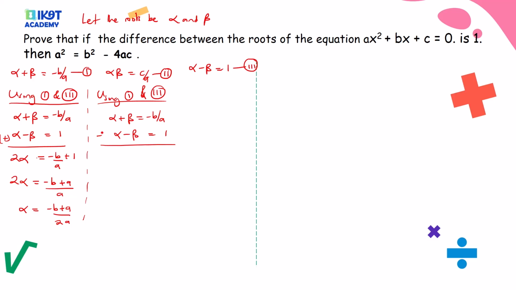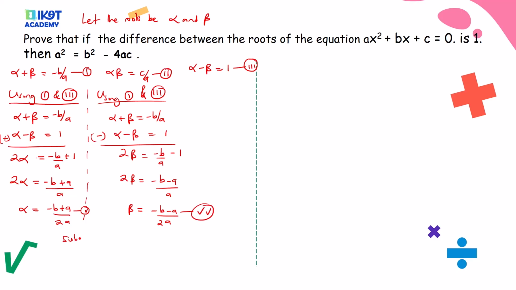So this time I subtract. So alpha minus alpha goes. Now beta minus beta. So this becomes 2 beta is equal to negative b over a minus 1. So 2 beta is equal to negative b minus a over a, so beta is equal to negative b minus a over 2a. So maybe call this equation tick, and call this equation double tick.